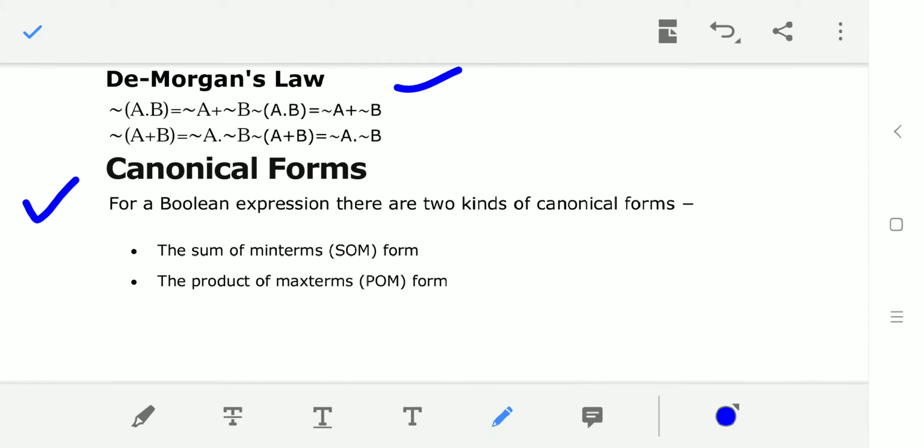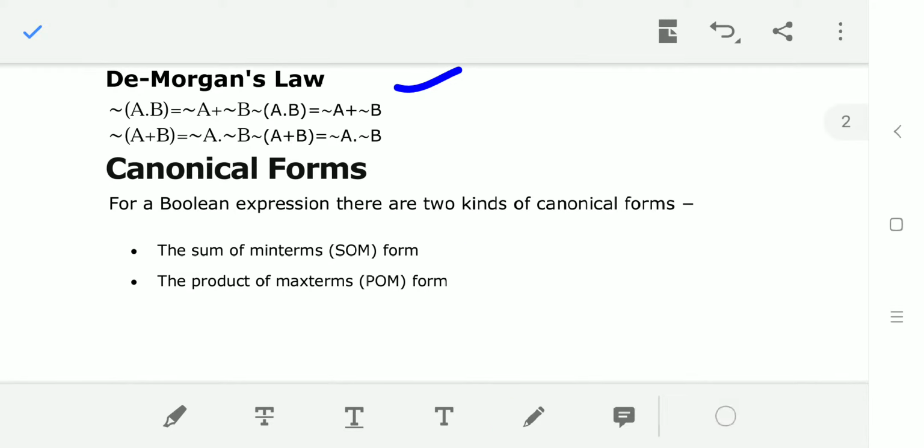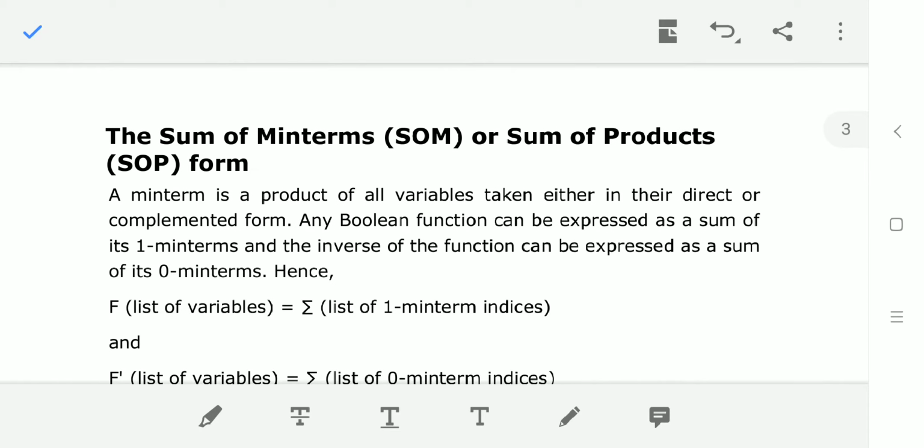Next is canonical forms. For a Boolean expression, there are two kinds of canonical forms: the sum of minterms, SOM form, and the product of maxterms, also known as POM form. First, the sum of minterms, SOM, or sum of products, SOP form.